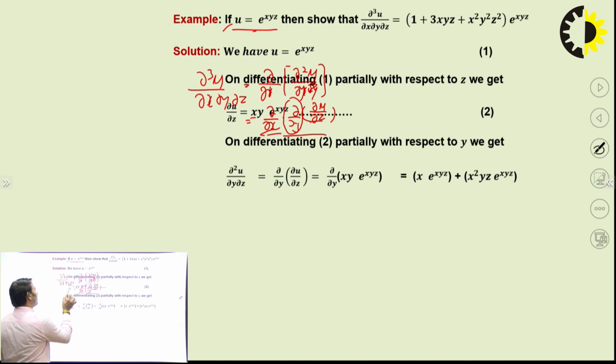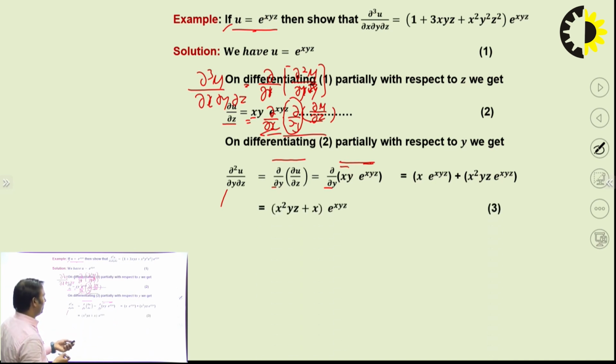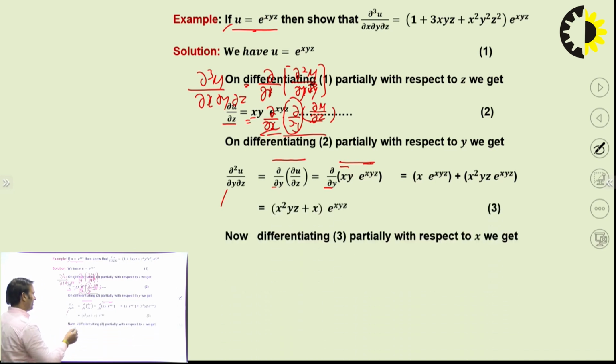Now I need to take the differentiation of z with respect to y. So this time I have del u by del z with y. So there is already calculated value of del u by del z. This time I'm going to take the differentiation of this with respect to y. So x is a constant, we have to go with y, and here we also have one y, so we need to use the product rule. It's very simple, correct? By taking the exponential function as common, we come to know the value of del 2u by del y del z, right?